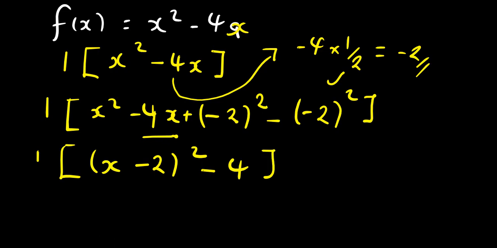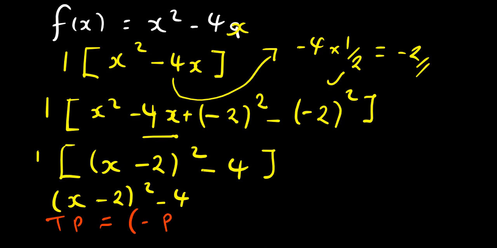Then when you distribute your 1, it will just be the same expression, x minus 2 squared minus 4, like that. Then what did we say our turning point is? Our turning point in this case equals negative p comma q. In this case, your turning point now will be what?